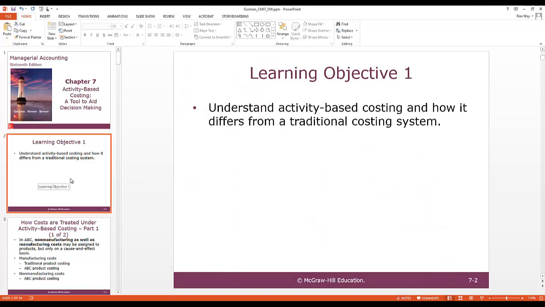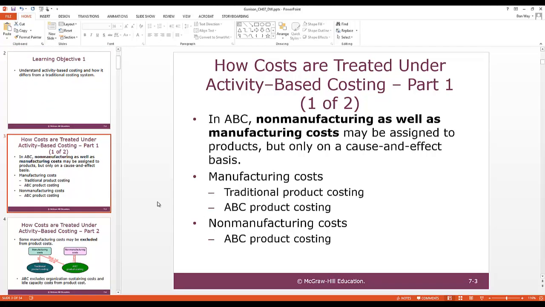So our first objective in Chapter 7 was to understand activity-based costing and how it differs from a traditional costing system. So in activity-based costing, non-manufacturing costs might be assigned to products, not just manufacturing costs. This would happen on what we call that cause and effect basis. So we'll really be looking to determine what our cost drivers are for particular activities and how that relates to the incurrence of costs in our production process.